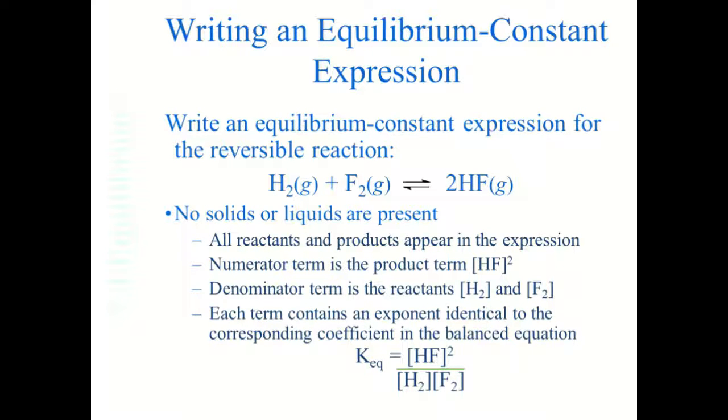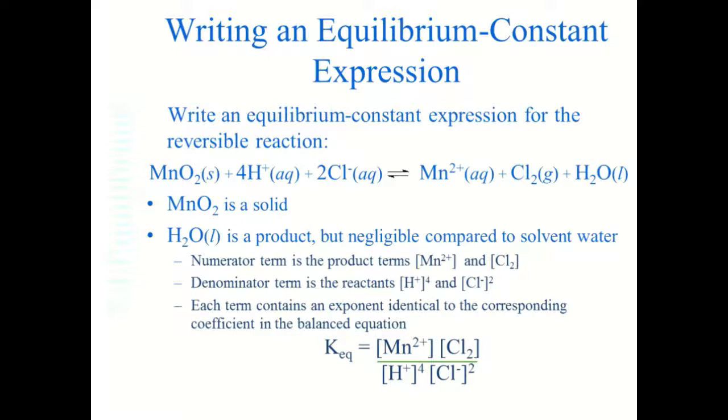Okay, so write an equilibrium expression for this reversible reaction. It's just a question asking you to do that. You will look at them. Are these all gases? Then you know that you can include all of them. So you put HF squared on the top, and you divide it by H2 times F2. Does that make sense? Very good.